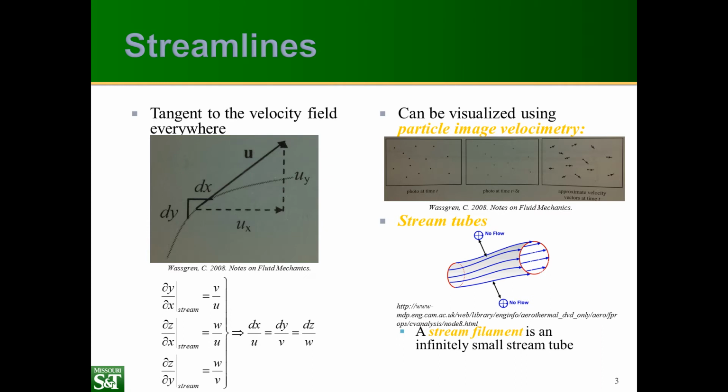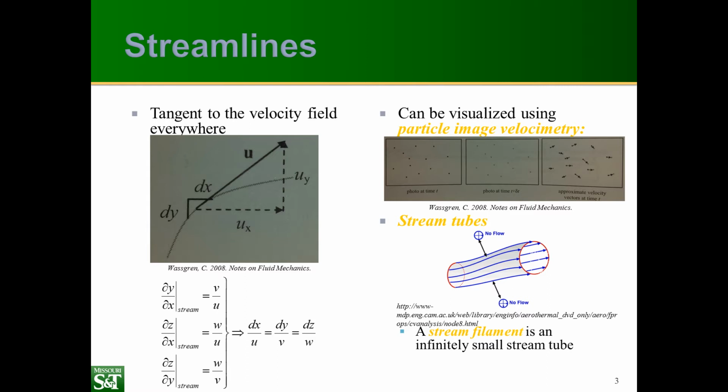Now, streamlines are lines that are tangent to the velocity field. They're always tangent to the velocity field. That means they're parallel to the velocity vectors, and they're always parallel to the velocity vectors, so there can never be any flow across a streamline. What a streamline does is it traces where the flow is going at a particular time.